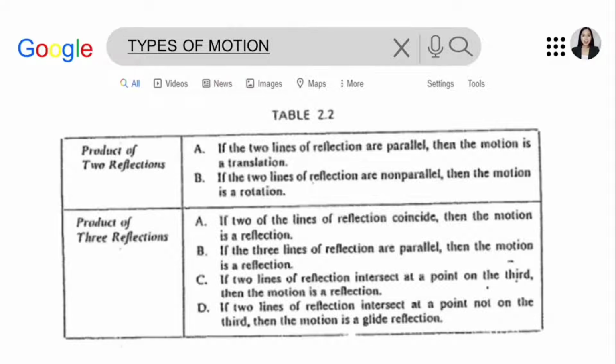While for the product of three reflections: A, if two of the lines of reflection coincide, then the motion is a reflection. B, if the three lines of reflection are parallel, then the motion is a reflection. C, if two lines of reflection intersect at a point on the third, then the motion is a reflection also. And lastly, D, if two lines of reflection intersect at a point not on the third, then the motion is a glide reflection.